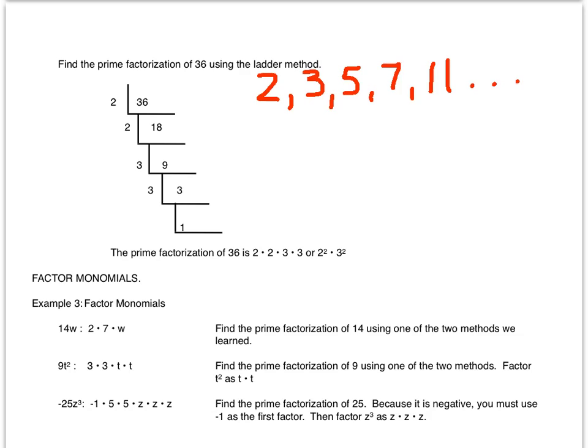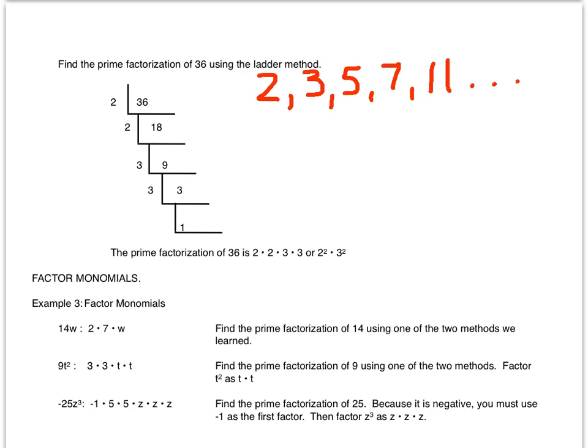Is 18 divisible by 2? Yes, it is. 18 divided by 2 is 9. Is 9 divisible by 2? No. So let's move to the next one. Is 9 divisible by 3? Yes. 9 divided by 3 is 3. Is 3 divisible by 3?